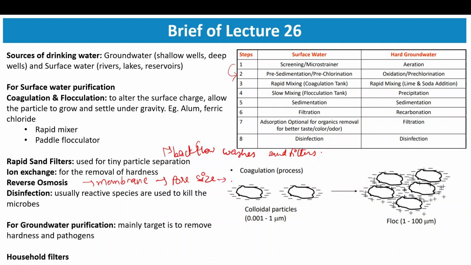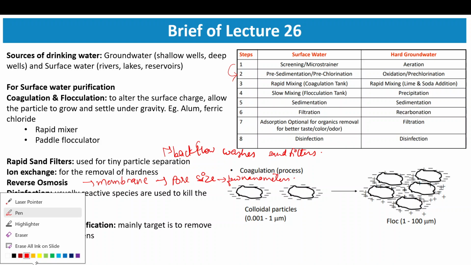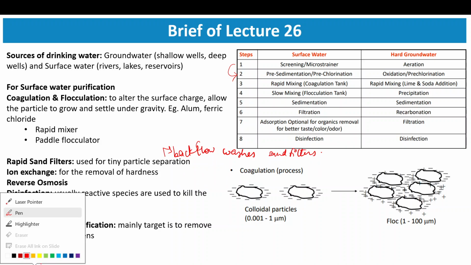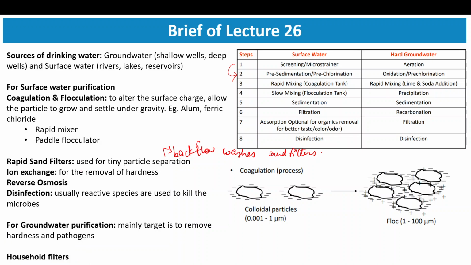So here we can separate particles as small as a few nanometers, or even the smallest. Only sodium and lithium are the smallest ions, which have lesser efficiency using RO. Other than that, all the ions we can separate using RO, right? All cations, microbes, anions, and other organics, etc. Everything we can remove.